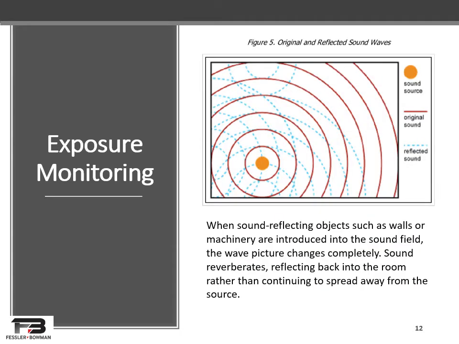In spaces defined by walls, however, sound fields are more complex. When sound-reflecting objects such as walls or machinery are introduced into the sound field, the wave picture changes completely. Sound reverberates, reflecting back into the space rather than continuing to spread away from the source. Most industrial operations and many construction tasks occur under these conditions. Figure 5 illustrates sound radiating from a sound source and shows how reflected sound, represented by the dashed lines, complicates the situation. In cases like this, the reverberant sound can be amplified and result in higher readings than would occur in the free field situation seen previously.